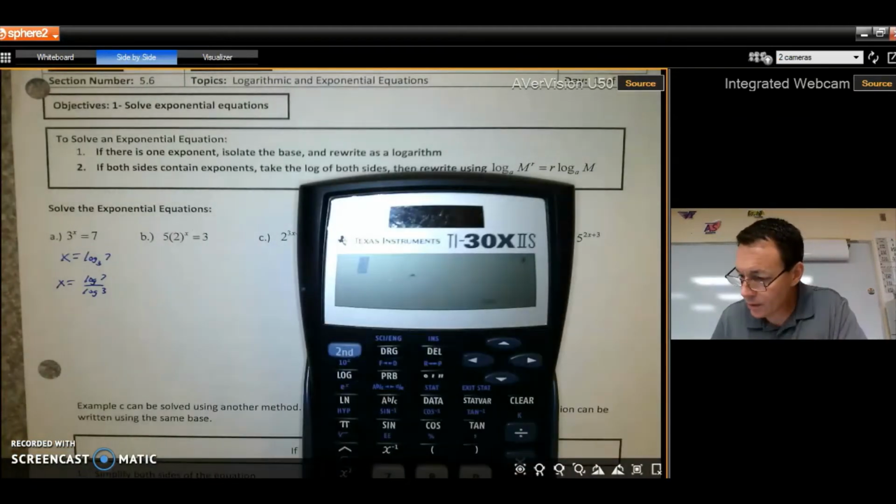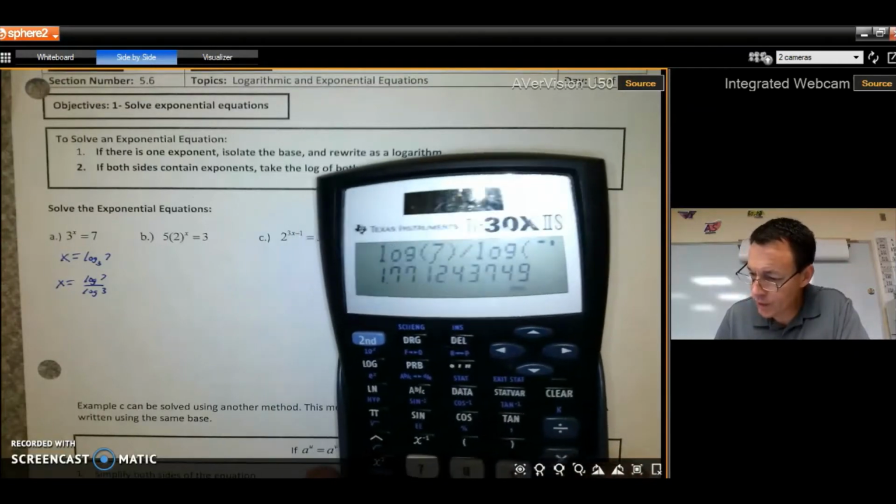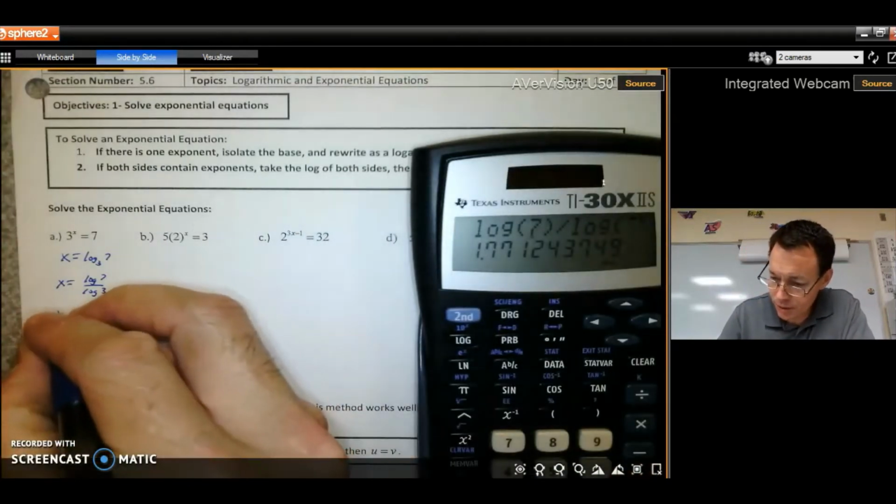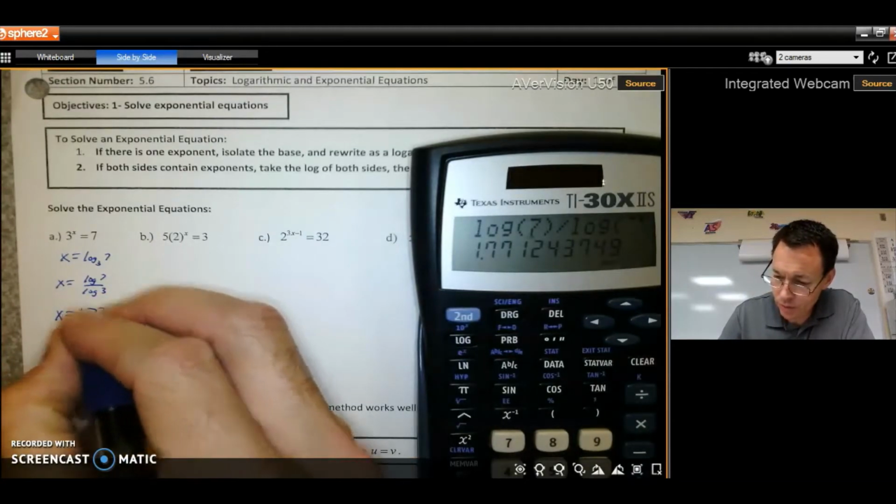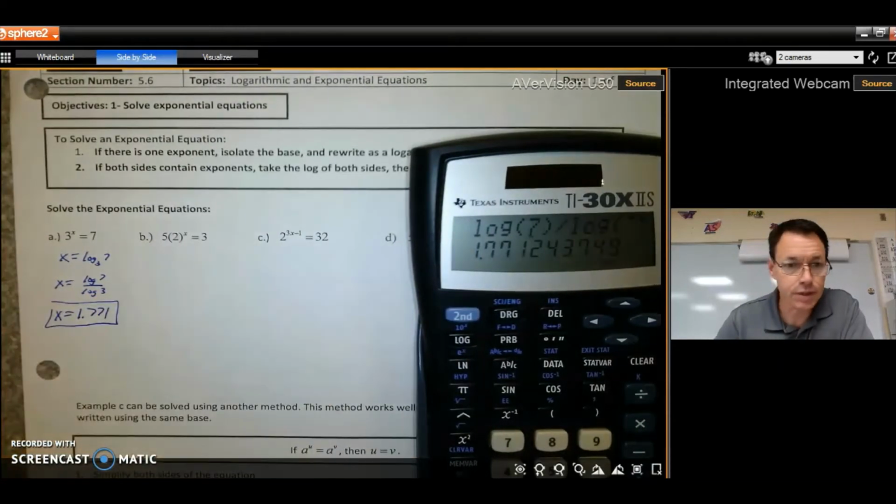So put that in your calculator. Log 7 divided by log 3, and 1.771. That looks pretty good. x equals 1.771. So that's it. That's your answer.